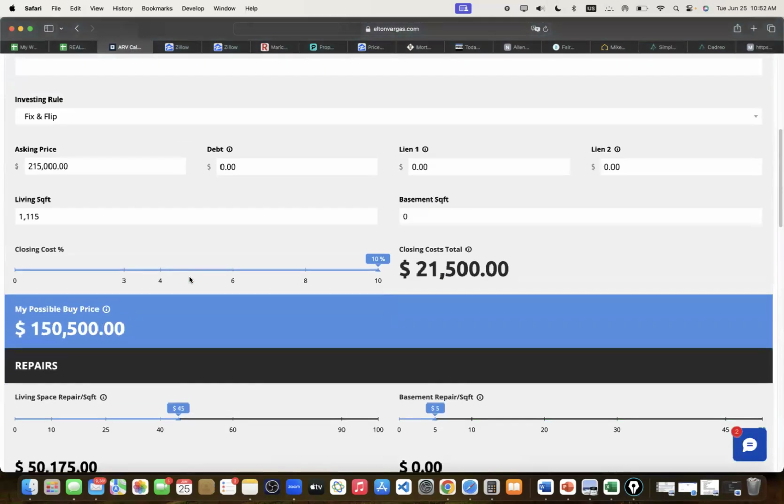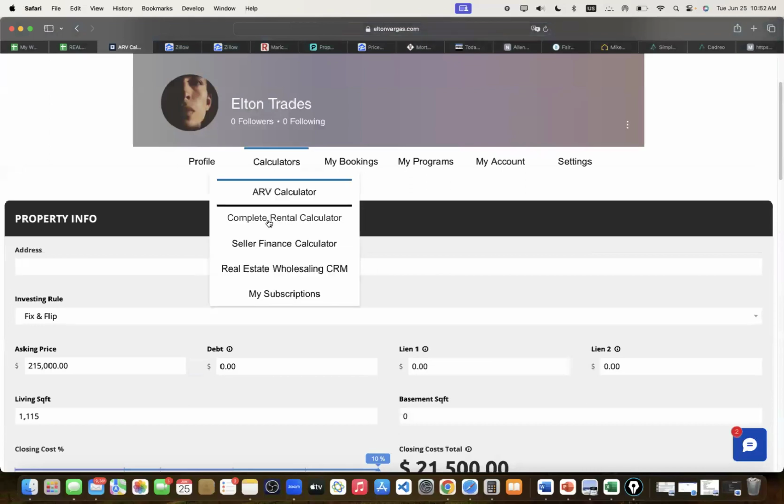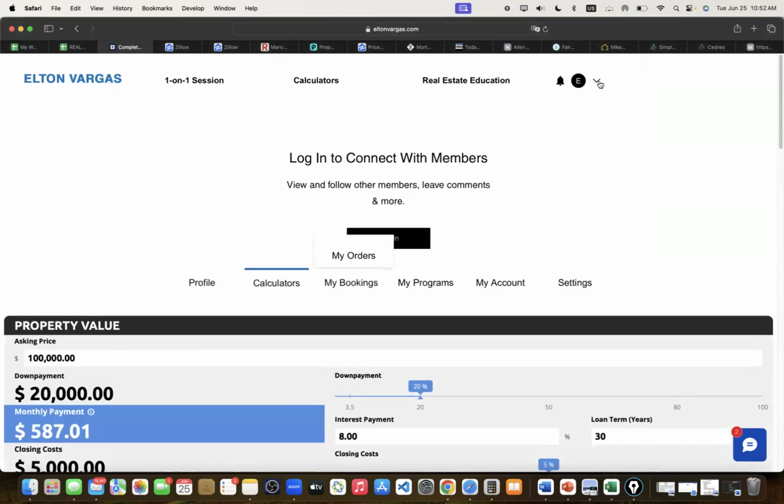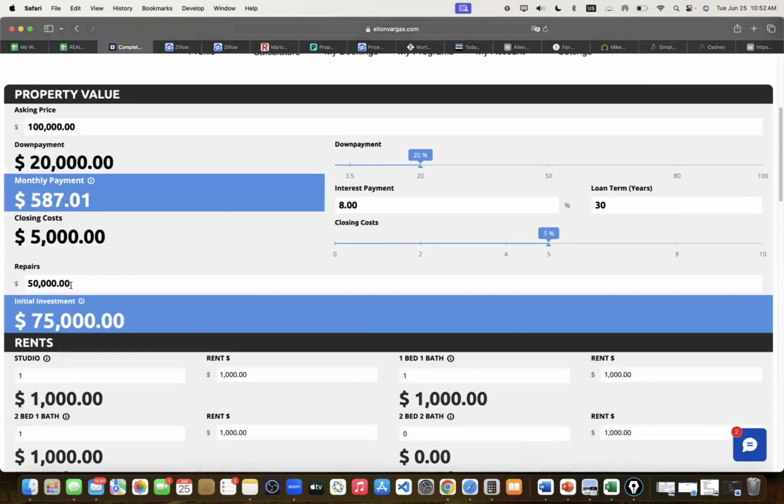And if we were to look at this as a rental, there's the rental calculator right there popping up. Give it a second. Log in. What do you mean log in? I don't need to log in. We need no repairs.